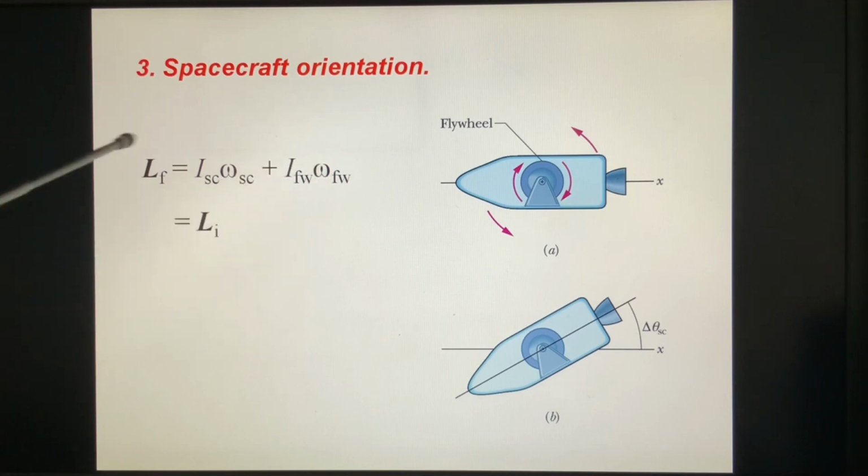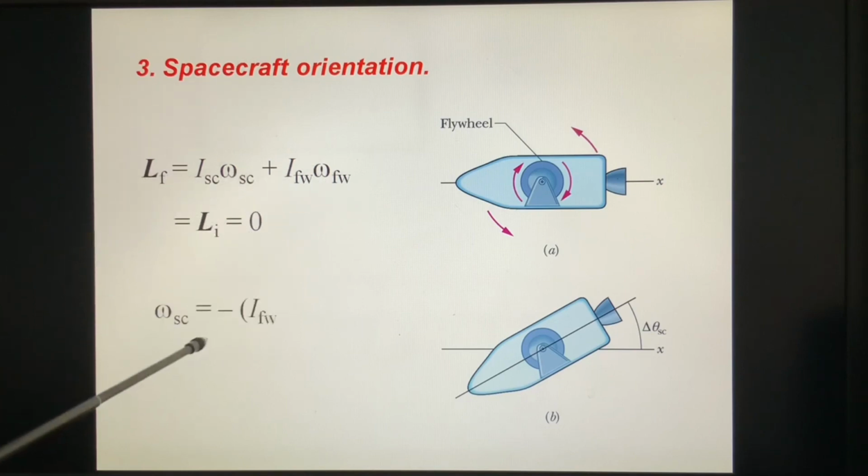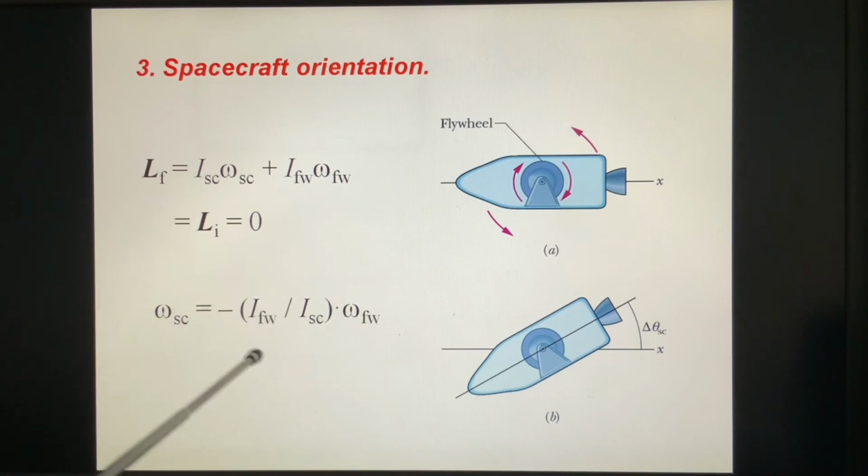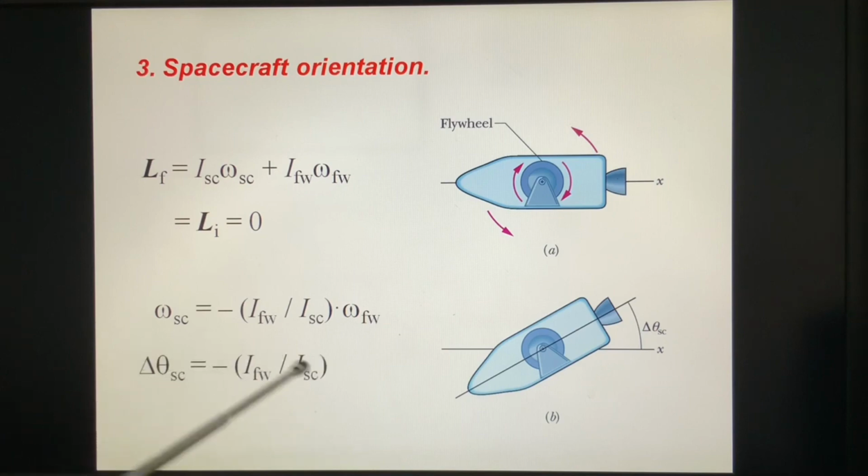Because originally the angular momentum is zero, and it is conserved, this sum equals zero. And then we get omega spacecraft equal to minus the ratio. This is given, this is given, this we can control. In this way, if we do the integration with time, we get delta theta spacecraft equal to minus this ratio times the flywheel's angle. We can adjust delta theta flywheel to control the spacecraft's rolling.